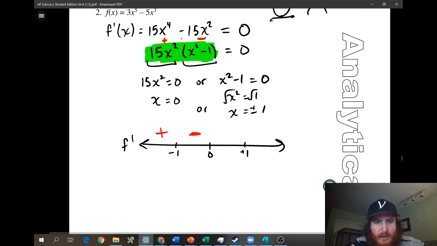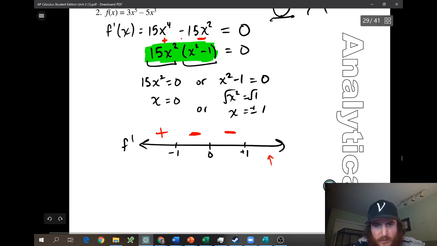Okay. Then our next one is going to be at, say, 0.25. When we do 0.25, it's going to be the same thing. 0.25 squared is positive, 0.25 squared minus 1 is negative, and a positive times a negative gives us a negative.